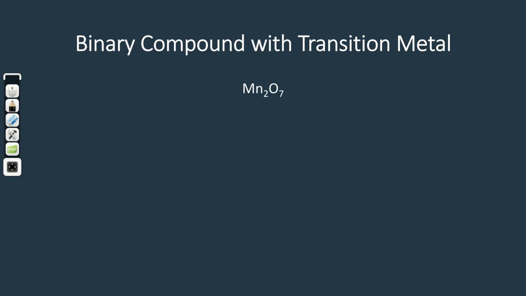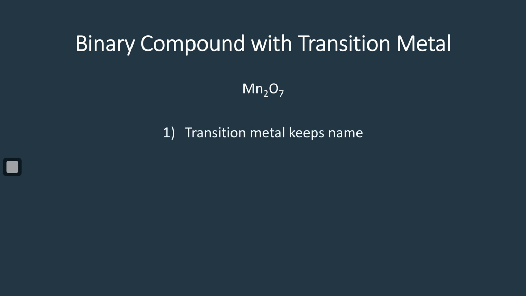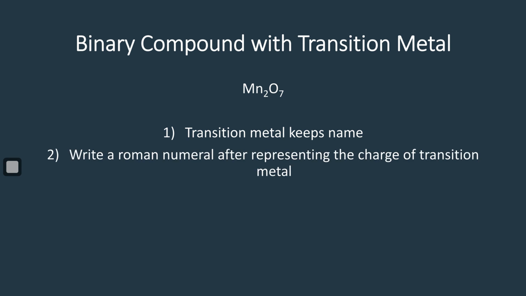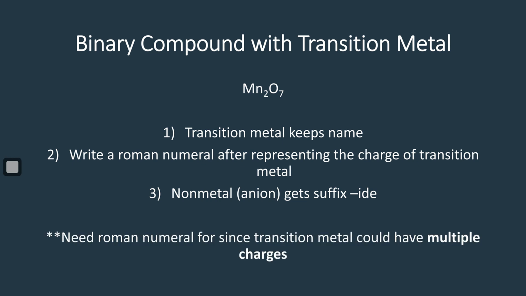When we have transition metals like this one, this is Mn2O7. The formula writing for it is the same. I'm going to focus on naming this. The transition metal will keep its name. The issue that we run into is now you need to write a Roman numeral that represents the charge of a transition metal, because transition metals have multiple charges. The nonmetal will keep its name with the ide ending, so nothing too special there. But how do I figure out the charge of the transition metal?